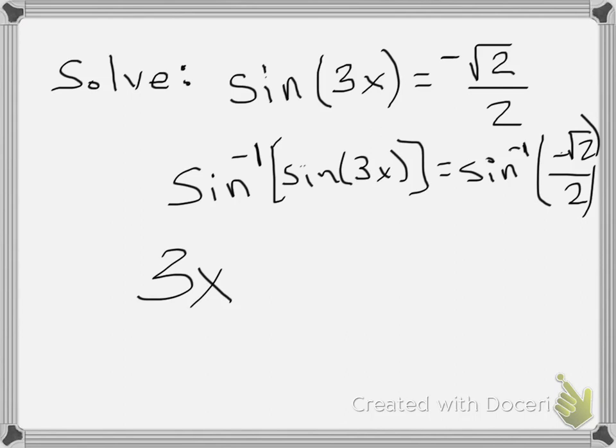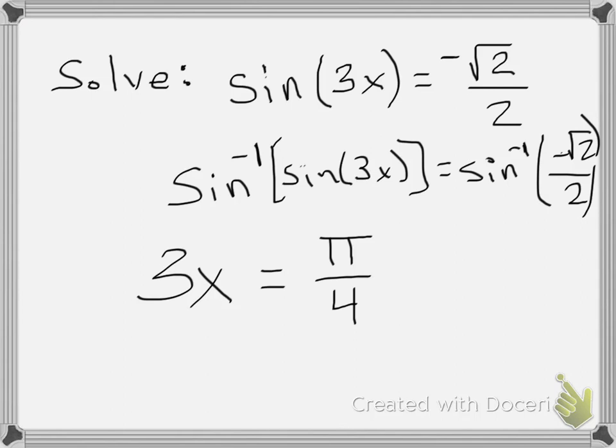So it's got to be something like that. It's got to be something along the lines of pi over 4. But pi over 4 is in the first quadrant. Pi over 4 will not give you negative radical 2 over 2 when you take the sine of it, because sine's positive in the first quadrant. So you go to the second quadrant. The same angle in the second quadrant is 3 pi over 4. But again, sine's not negative in the second quadrant either, so that won't work.